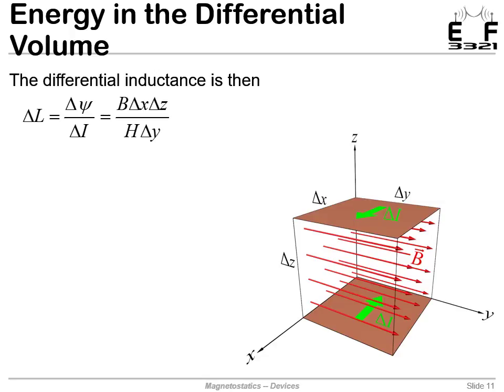Well, we have expressions for these. We derived our flux as B times delta X delta Z, and we just derived our delta current as H times delta Y. Now we can recognize that we have a B divided by H. That's just the permeability of the medium. So in fact, our inductance is permeability times delta X delta Z over delta Y.